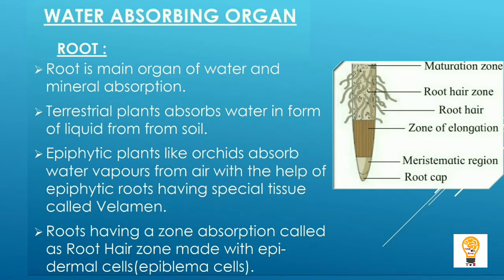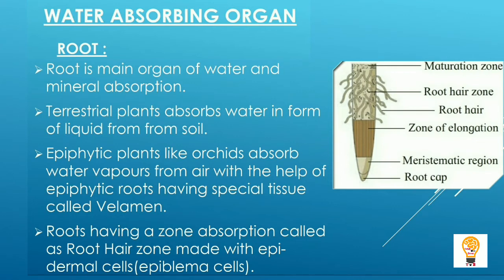Then the third point is that epiphytic plants like orchids absorb water vapors from the air with the help of epiphytic roots having special tissues called velamen. There are some plants whose roots are not properly developed. They are called epiphytic plants. They absorb water from the air through special tissues, which are called velamen.